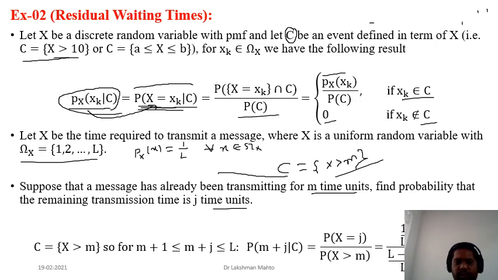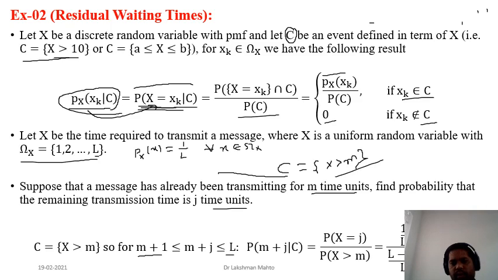Then you have to find the probability of j. You have already seen that the message has been transmitted up to m. There is no randomness; everything has already happened. So what happens after m we will call m plus j. Up to m we have already seen, so m plus 1, m plus j would go up to L. So we have to find the conditional probability of m plus j given C.